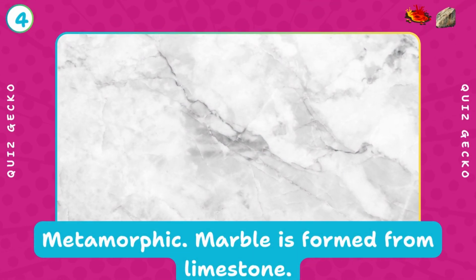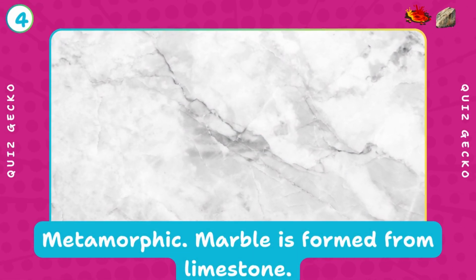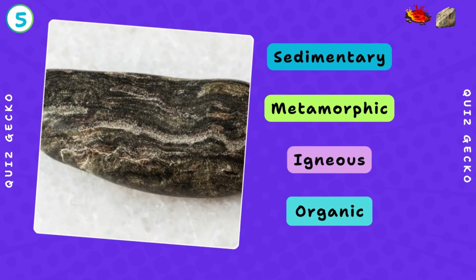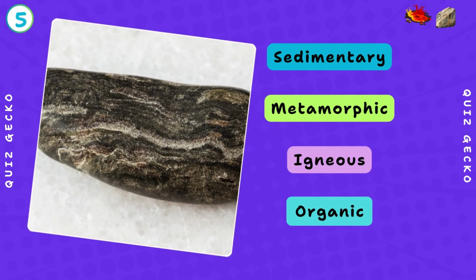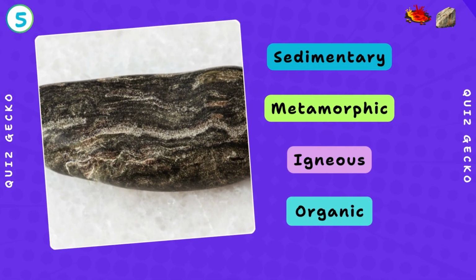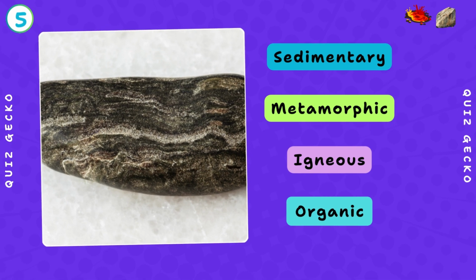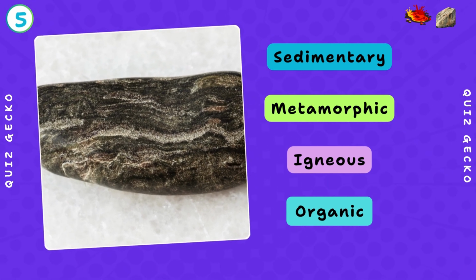Metamorphic, marble is formed from limestone. Which rock type is characterized by having bands, also called foliation? Sedimentary, metamorphic, igneous, organic.